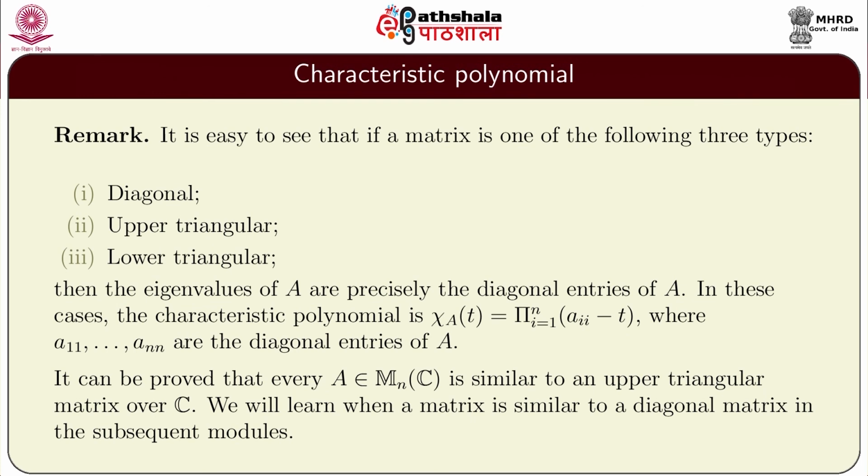Now, what is interesting is that every n cross n matrix with complex entries is similar to an upper triangular matrix over the field of complex numbers. This can be proved, but it is not true that every matrix is similar to a diagonal matrix even over the field of complex numbers. This is what will be studied in the subsequent modules, and we will learn criteria for diagonalizability of matrices.